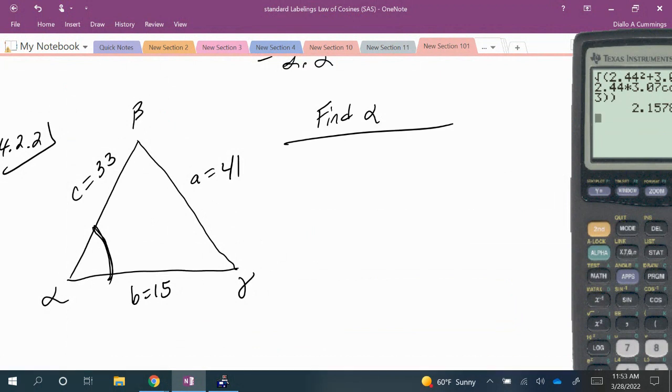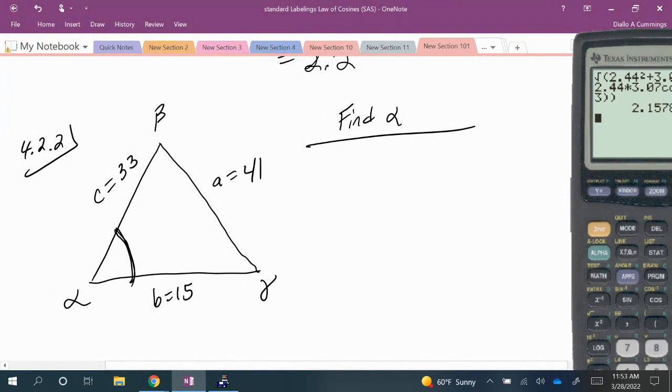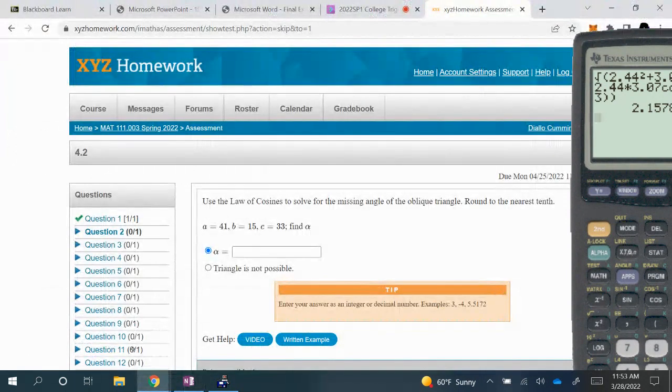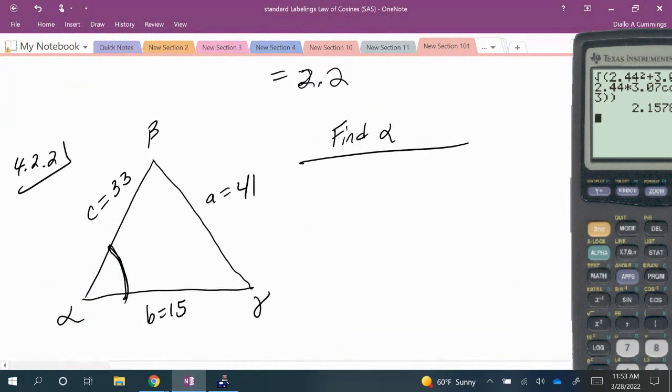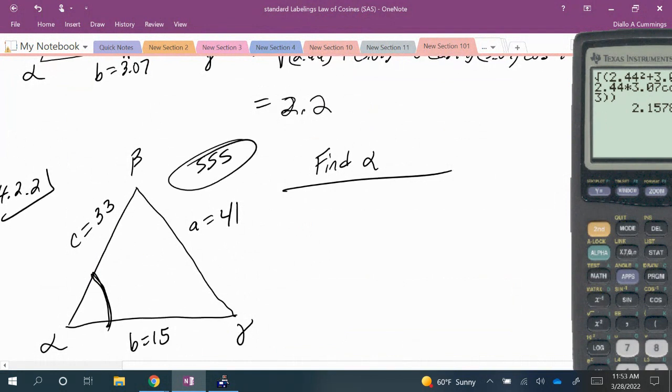So we're going to use the formula for alpha. Let me just go back just to make sure. Okay, A is 41, B is 15, C is 33. And we're given two options, either to find angle alpha or if the triangle is not possible. So notice here I'm given three side lengths. I'm not given a side angle, so this triangle is possible.